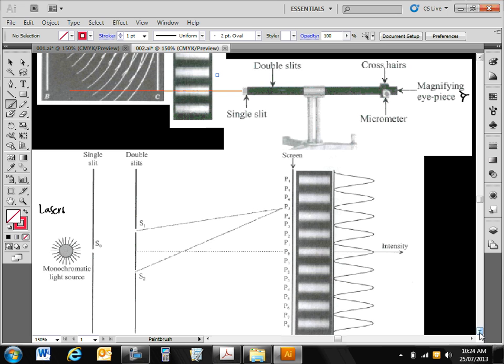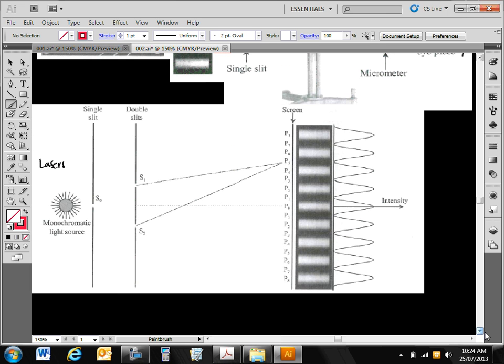Any other ideas about what we might use? LEDs, yeah, LEDs are good. Yep, LED, light emitting diode. Light emitting diodes emit, like lasers, not one specific wavelength, but a narrow band of wavelengths. Okay? And so that's our monochromatic source. We send it through a single slit.